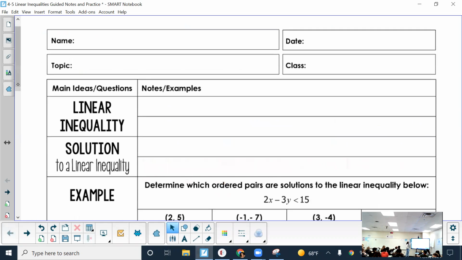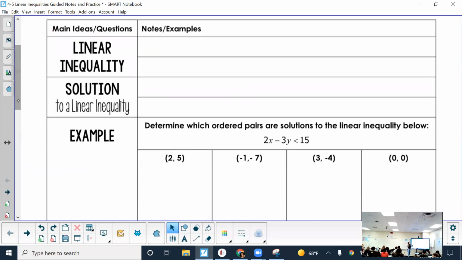All right, so some vocab. First, we have linear inequality.